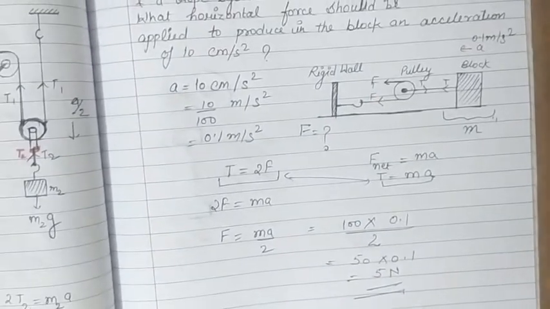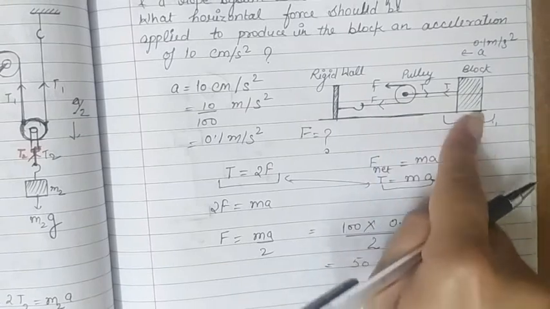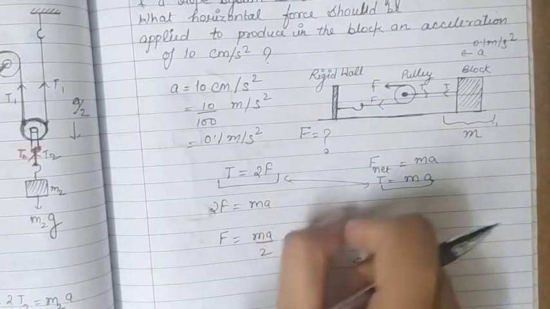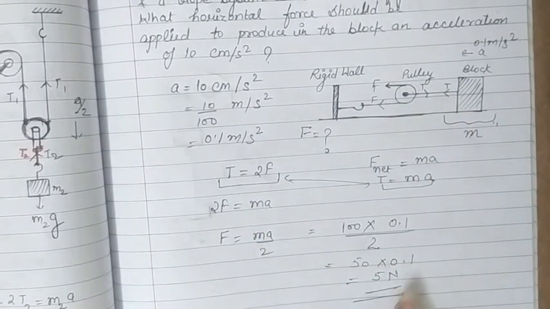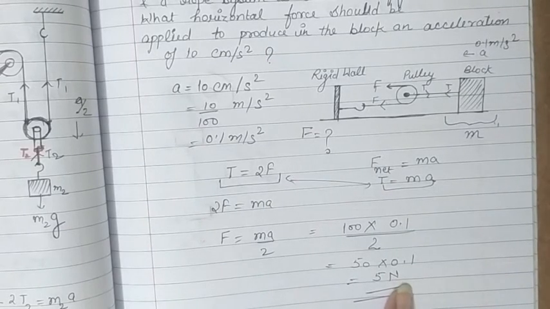So we write force equations for the pulley as well as for the block separately, and then we solve the two, and we get the answer for the force as 5 Newton.